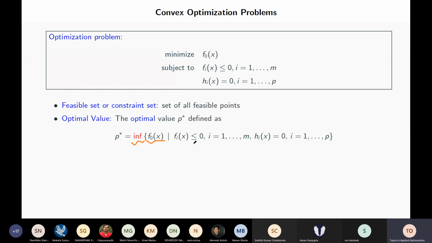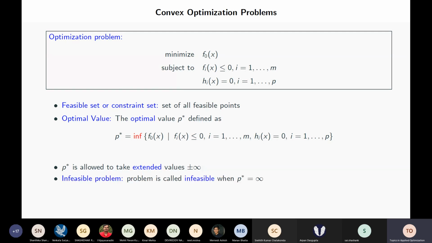This is provided that x also satisfies the inequality and equality constraints. p star is allowed to take positive and negative infinity values. The problem is called infeasible when p star is infinity. When p star is infinity, this means that we are taking the infimum of an empty set, so in that case it's infinity. In other words, there is no feasible set at all, so the problem will be infeasible.